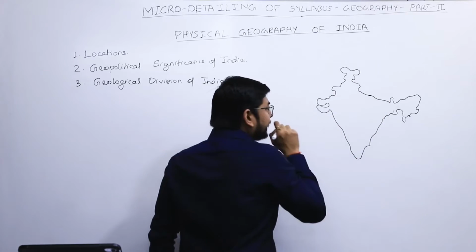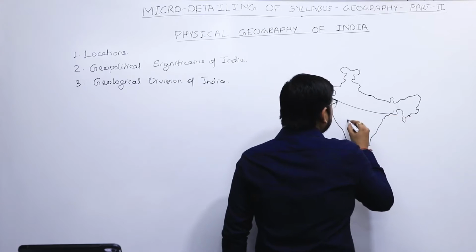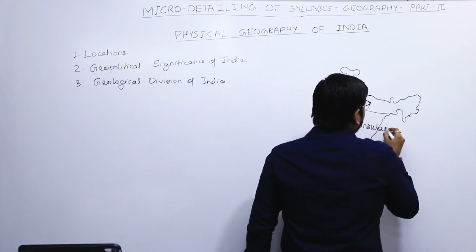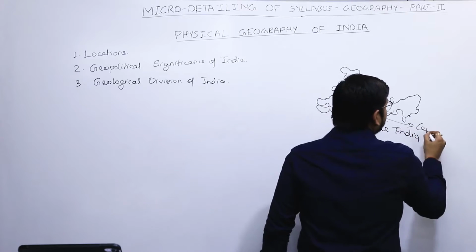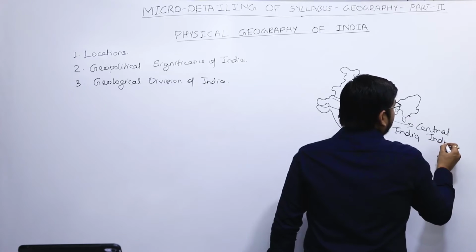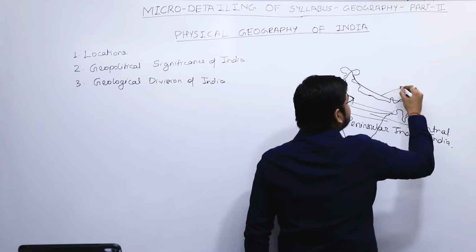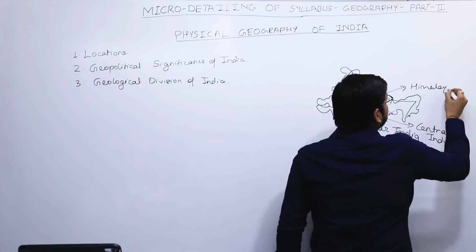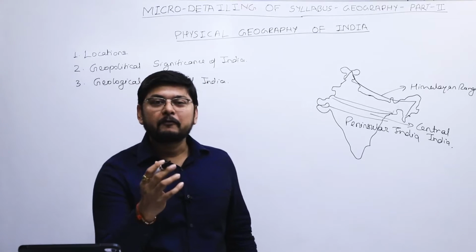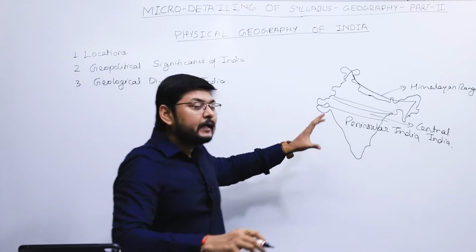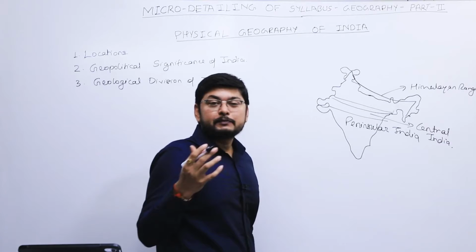Here we'll be looking at different regions. For example, this part is the peninsular India. This region is basically specified as central India. This part, we see, has the Himalayan ranges. So we have different blocks in the different regions. These blocks were formed in different time periods. So we need to understand what the different time periods are and which part of India was formed at those times.